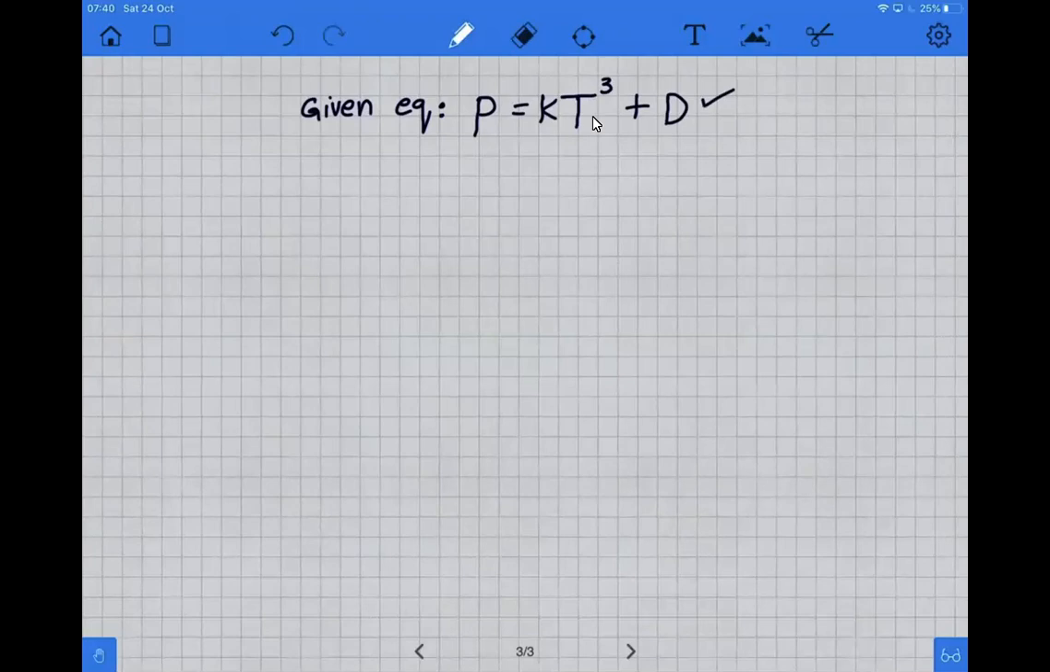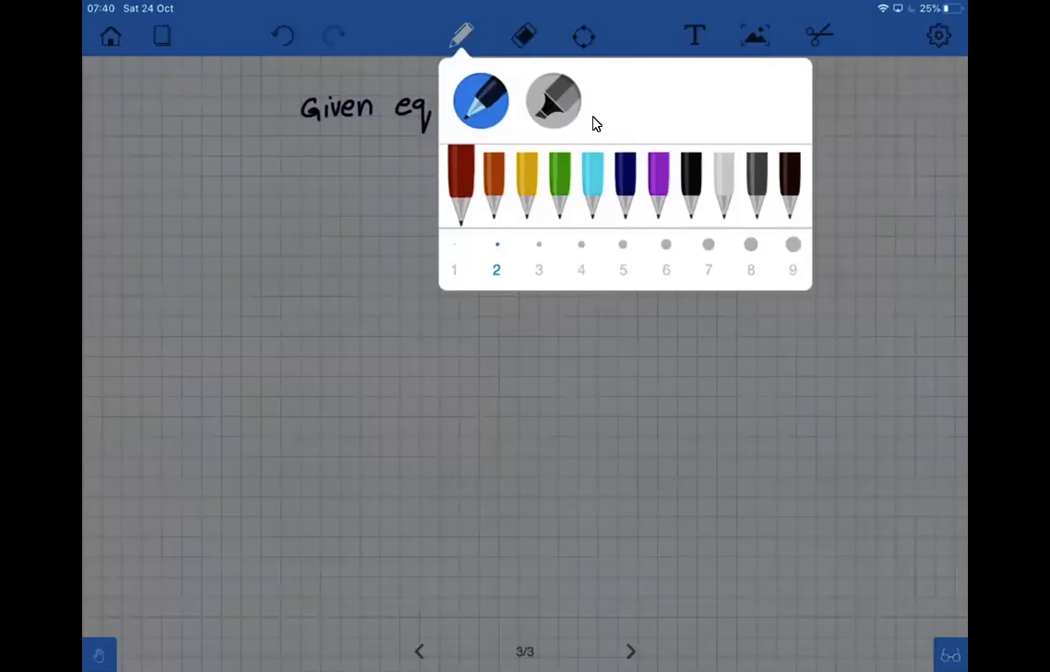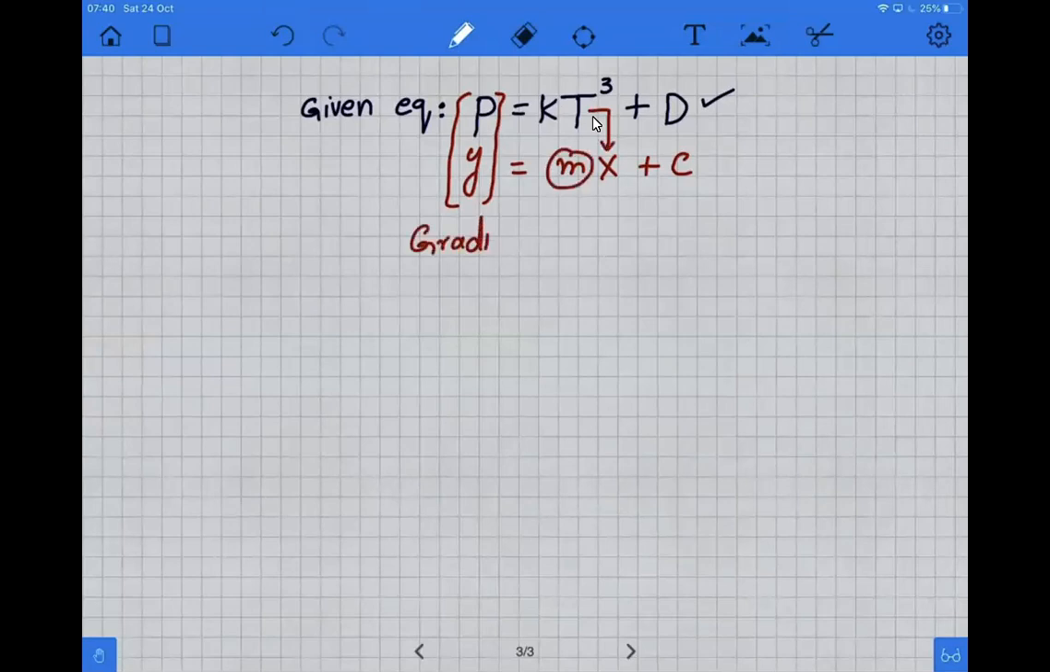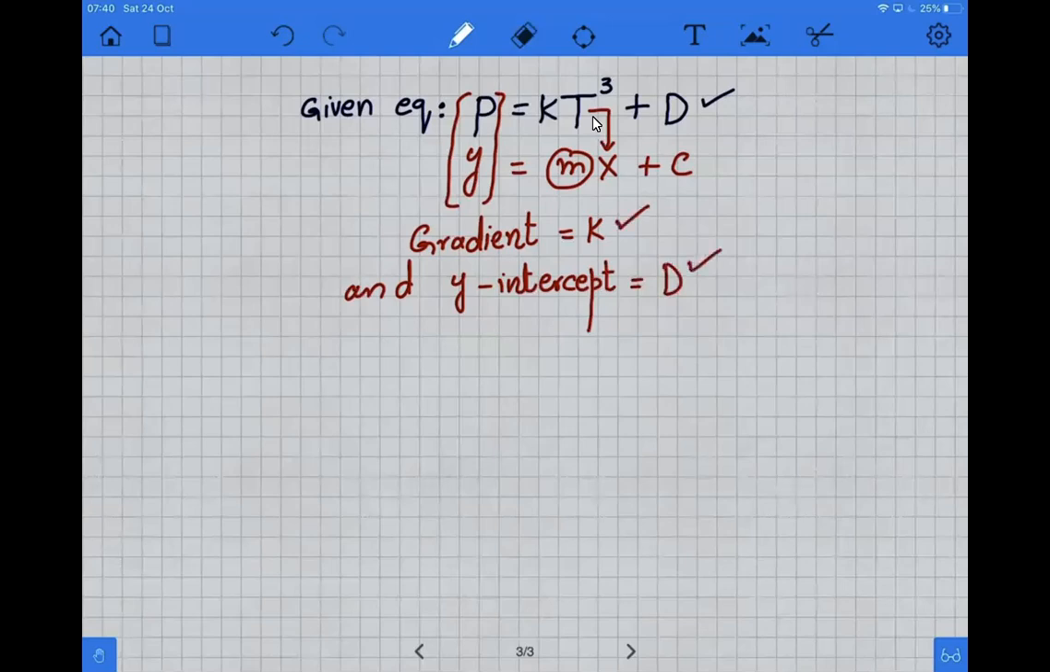So as a result, if we compare it to the standard straight line equation, that is y is equal to mx plus c, then you see pressure is on the y-axis and T cube is on the x-axis, then gradient is K, and y-intercept is capital D. So K is the gradient and capital D is the y-intercept. So this was the method.